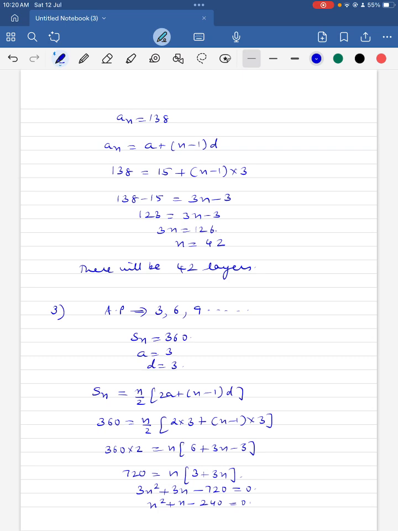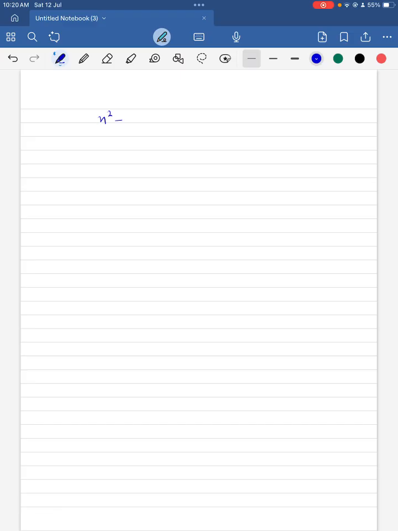Now let's split the middle term. We know that the two numbers that we can take will be plus 16 and minus 15 because the sum of plus 16 and minus 15 will be 1 and the product is minus 240. Okay, so let me split it. So n squared plus 16n minus 15n minus 240 is equal to 0. So n times n plus 16 minus 15 times n plus 16 is equal to 0. n minus 15 times n plus 16 equal to 0, which gives me the value of n as 15 or as negative 16.